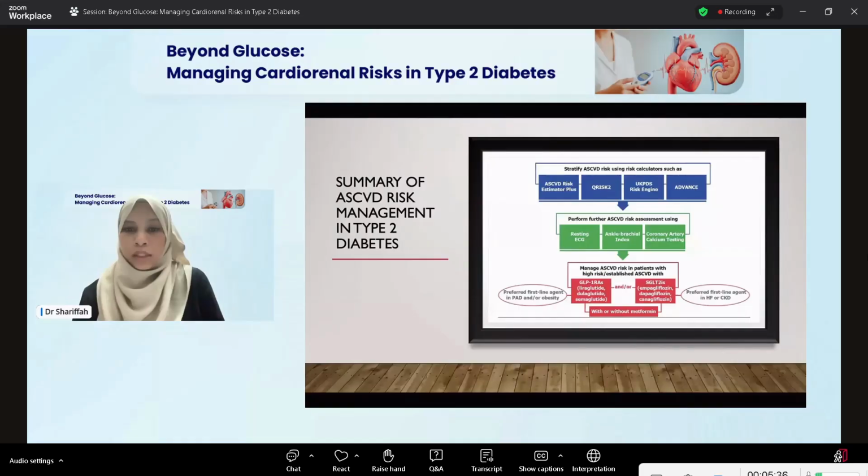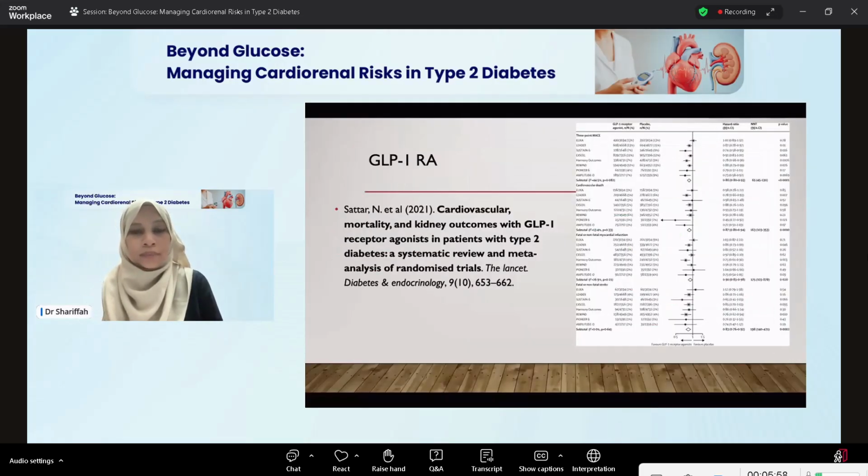And then once we have done that, with the results we manage accordingly. In those with high risk or those who already have cardiovascular disease, we can use the new kids on the block, the GLP-1 agonists, or we can use the SGLT2 inhibitors as well, with or without metformin. And we will go into more detail about these two medications later.